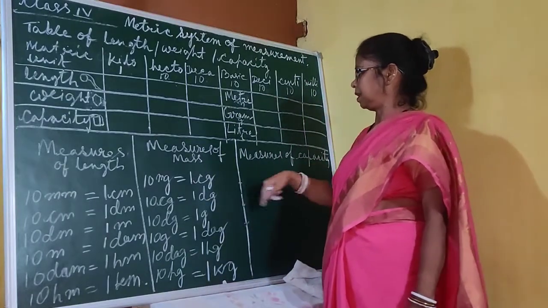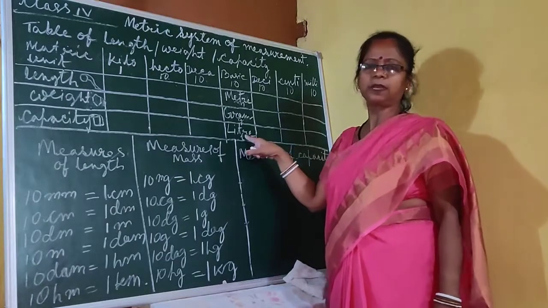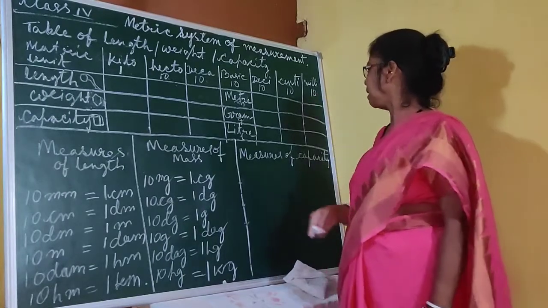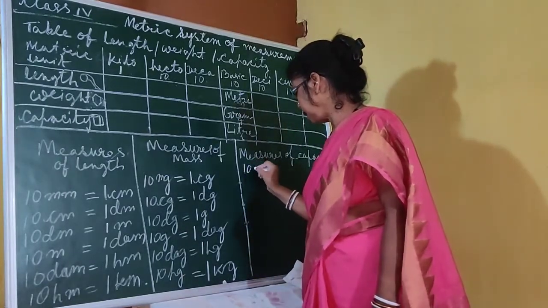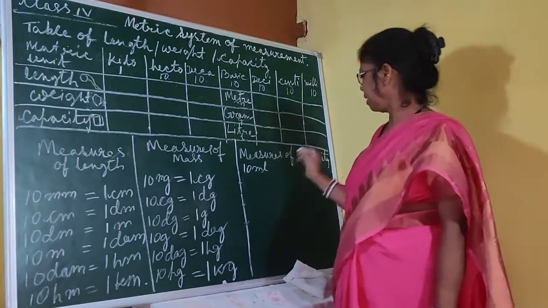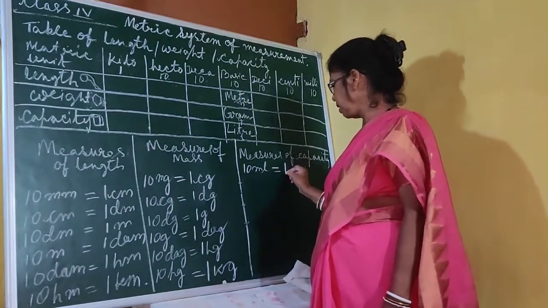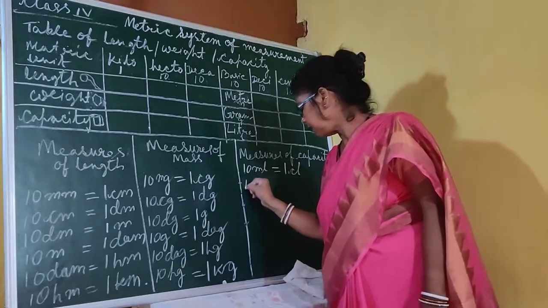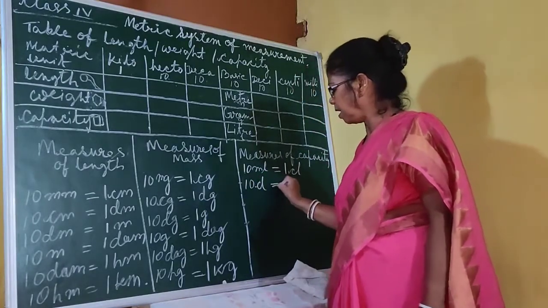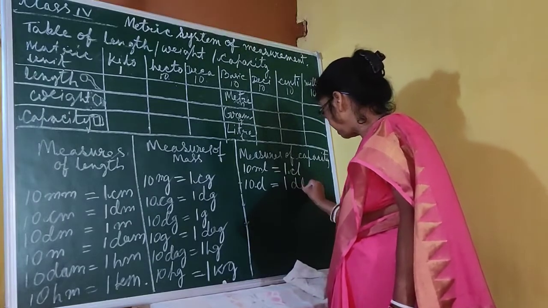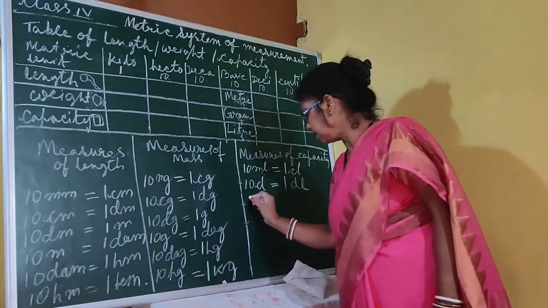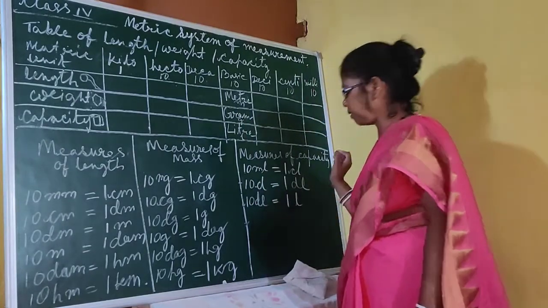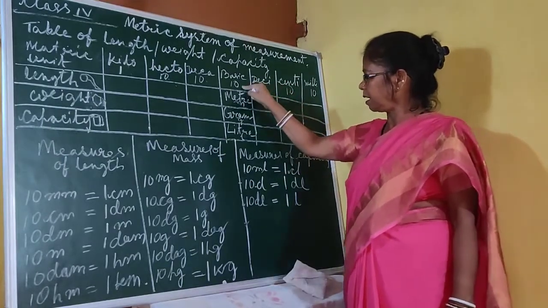Next I will write capacity. Capacity unit, basic unit is liter, L. Same, only here milliliter, ml. 10 milliliter equal 1 centiliter, CL. 10 centiliter equal 1 DL, deciliter. 10 deciliter equal 1 liter.